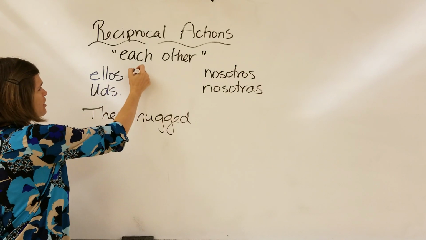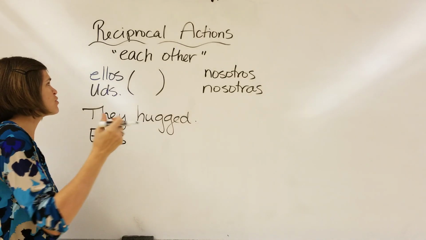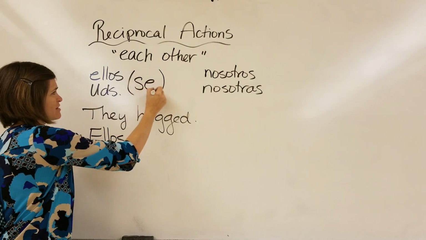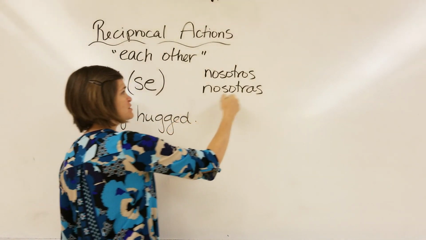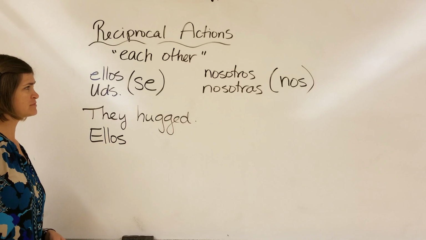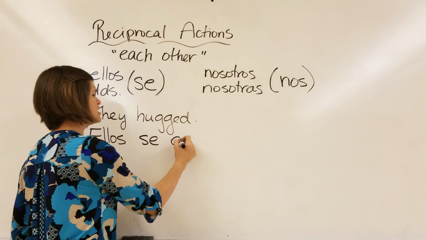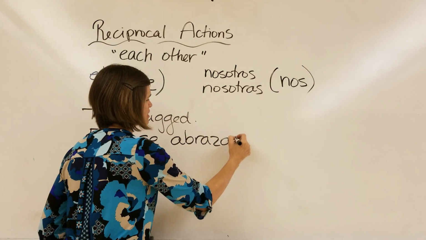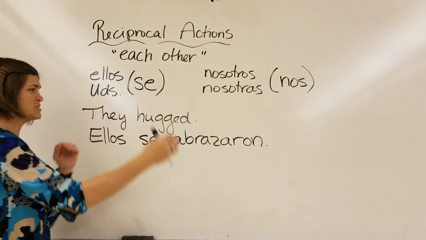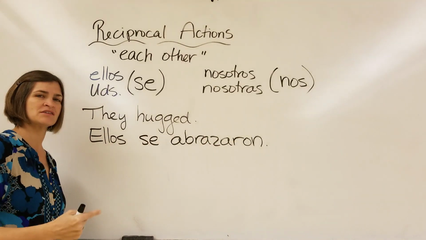Now, what's going to be the pronoun for ellos? If it were a reflexive verb, like they take a shower or they cut their hair, the pronoun for them was se. There was me, te, se. This one is nos. So for this situation, ellos, se, and then we conjugate abrazar for ellos. Se abrazaron. They hugged each other. This is the part that says they hugged, and this indicates that it was reciprocated.